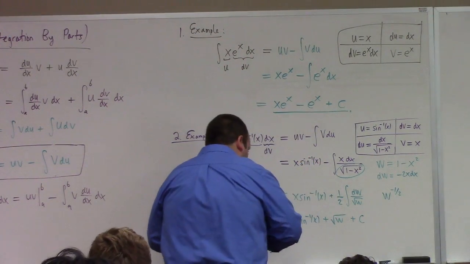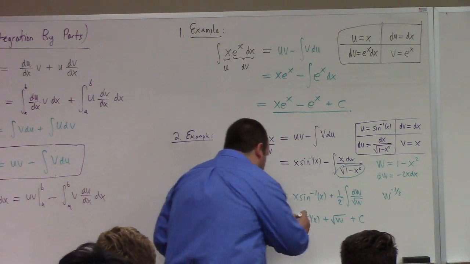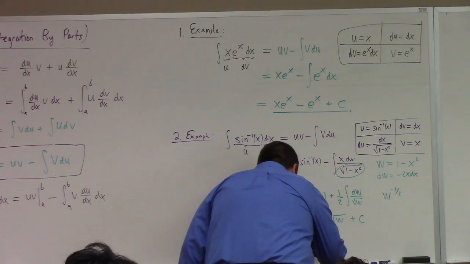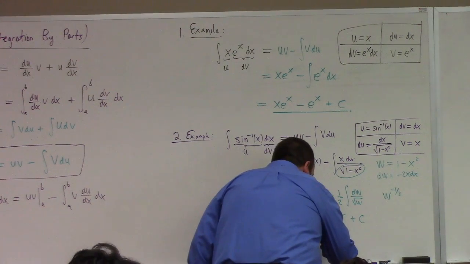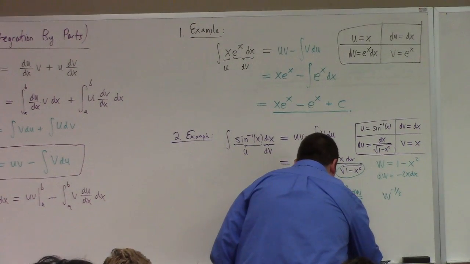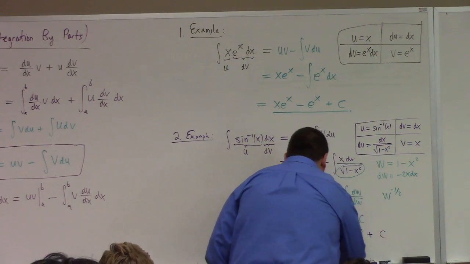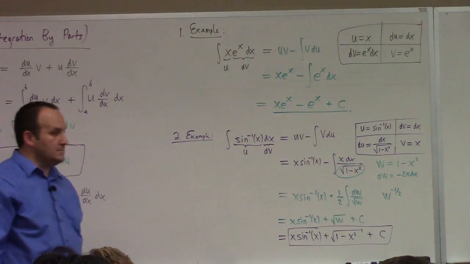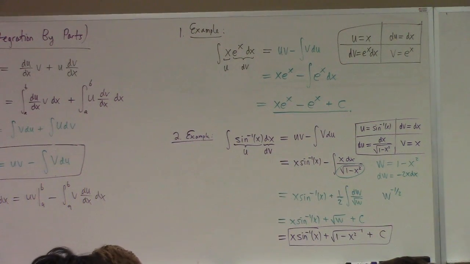And then finally, we shouldn't leave it in w's. We should try to write it nice and neat. We got x inverse sine of x plus the square root of 1 minus x squared plus a constant. And there you have it. So integration by parts sometimes also requires U substitution. It's part of it.